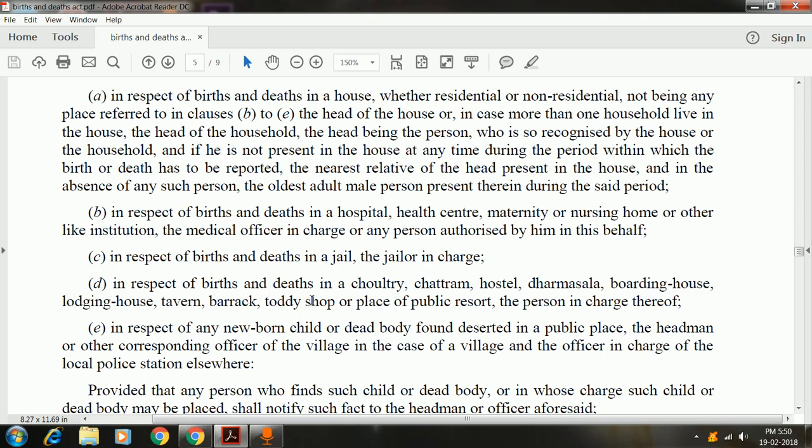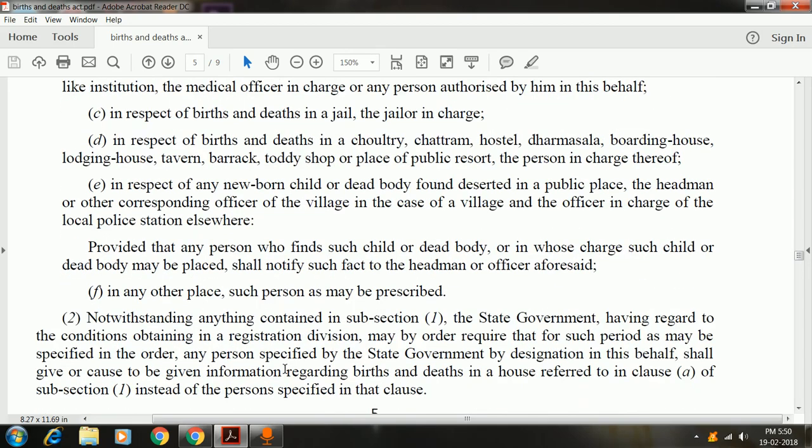So if it is found within the jurisdiction of the village panchayat, then it will have to be the sarpanch, because he is the head of that area in terms of administration, and otherwise the police in charge of a police station which exercises jurisdiction of that area. So that person will have to give information.